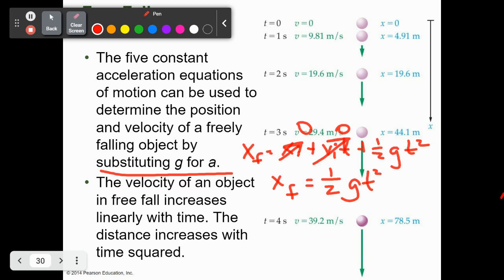Okay. So same equation. You don't have to memorize anything new. It's just we're replacing A with G. And then, of course, if we're dropping it from a building, those other variables are going to fall out to 0, and so your equation is going to collapse down. It's just dependent on the gravity and how long it stays in the air.